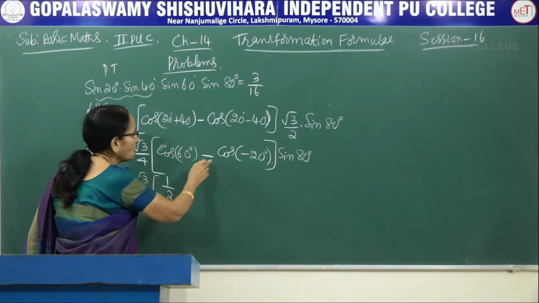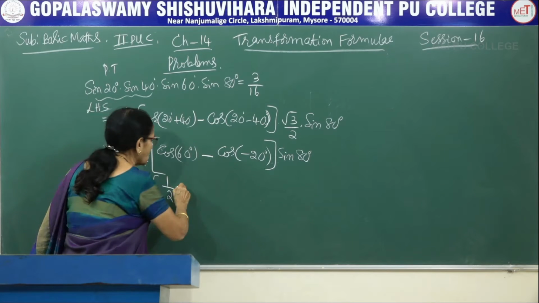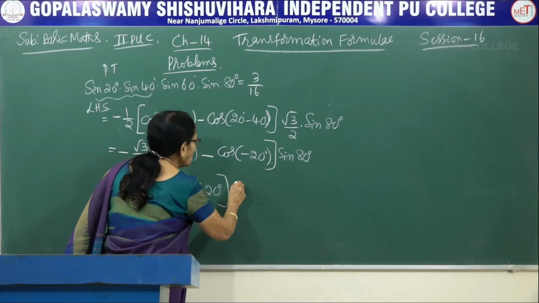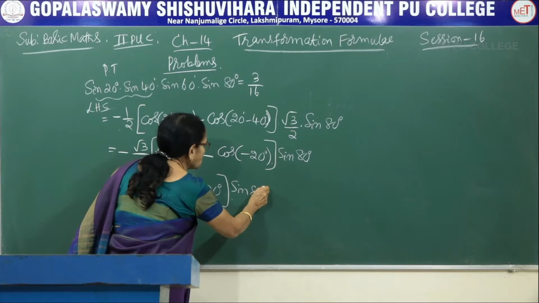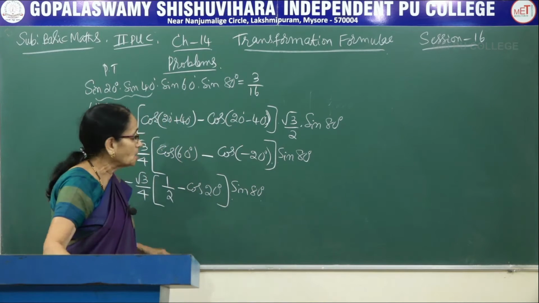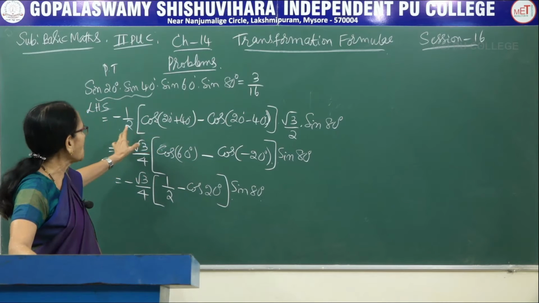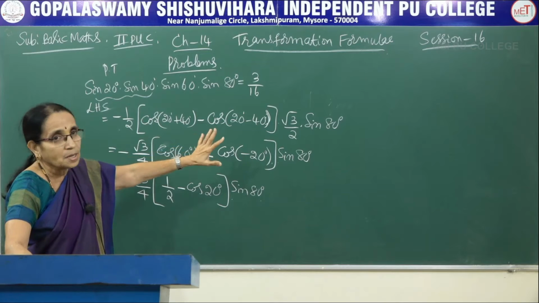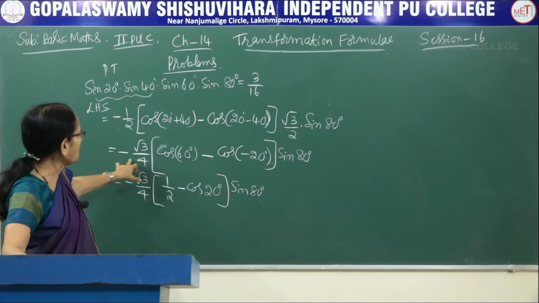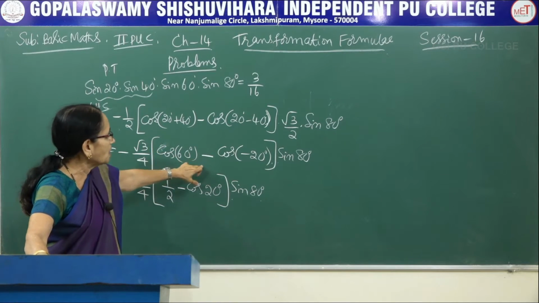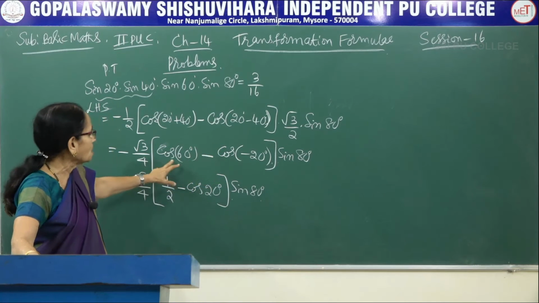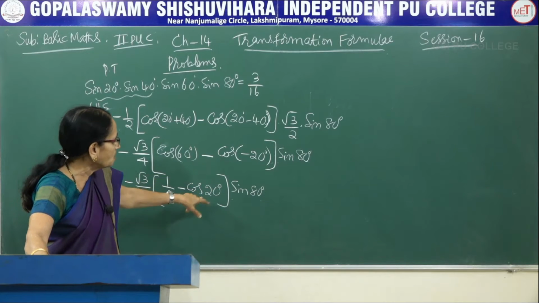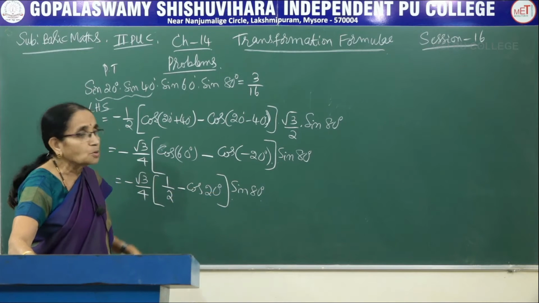Again a standard value, and you know that cos of minus theta is cos theta. So write it as cos of 20 degrees into sin of 80 degrees. So what I have done, I have taken the first 2 terms, applied the formula, and sin 60 I wrote the actual value, and sin 80 I have written as it is. So I have multiplied minus root 3 by 4 into cos 60 minus cos of minus 20, into sin 80. Cos 60 being a standard value, I have written the value 1 by 2, and cos of minus theta is cos theta, so I have written cos 20 into sin 80.